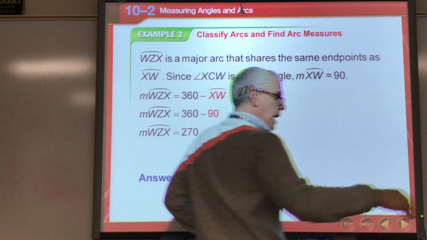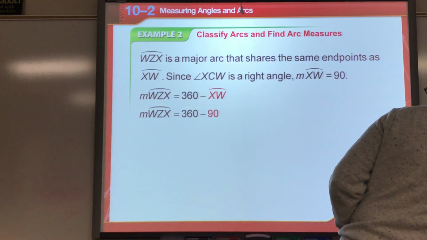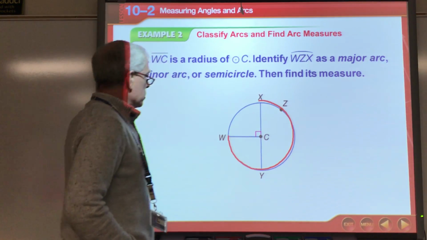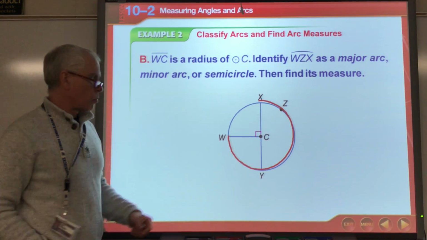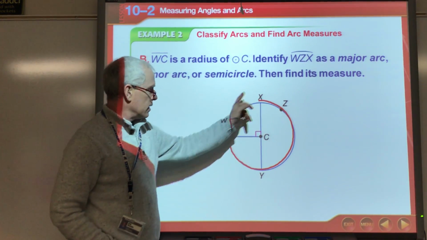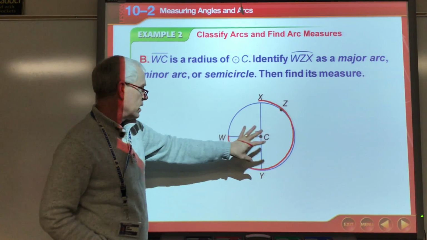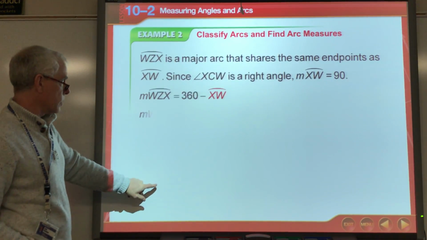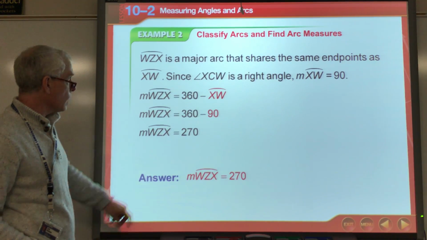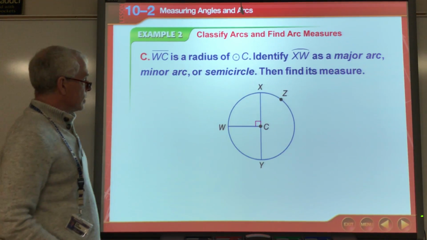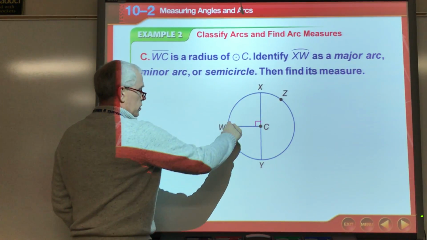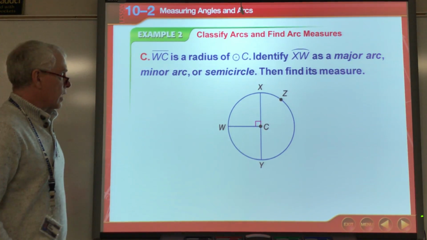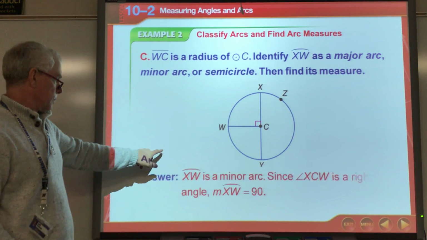Okay, let me go back here for a second. Then find its measure. Okay, semicircle is 180. If this is 90 right here and it's 360 all the way around, if I take 360 minus that 90, that's where they get that 270 for this angle here. Okay, and then XW, this one right here, certainly a minor arc, and the central angle is 90, so that has an angle that's 90 as well.